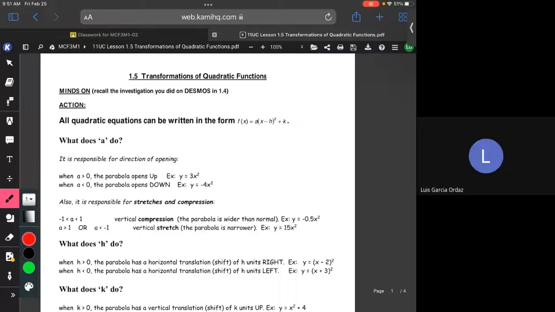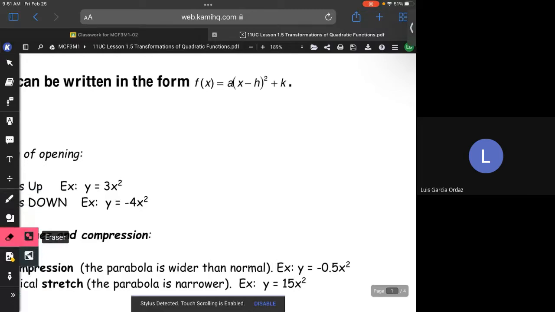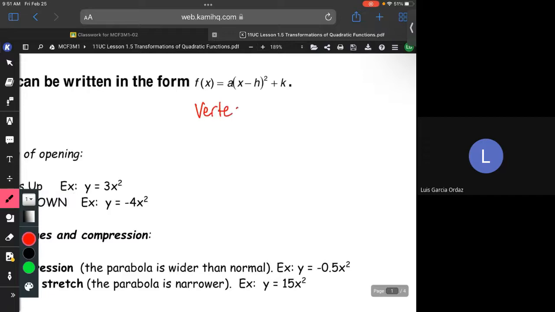Okay, so like I was saying yesterday, we were working on transformations of quadratics. As you guys remember, we have our A, our H, and our K. Do you guys remember which one I said has to do with the vertex? Which letters out of A, H, and K have to do with my vertex? Jade. H and what? There's one more. Okay, H and K.